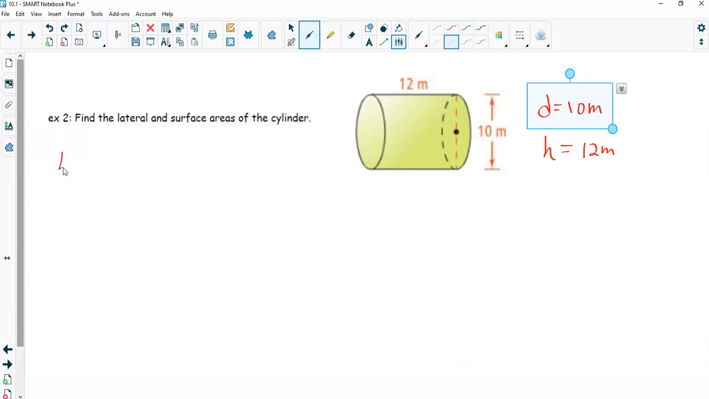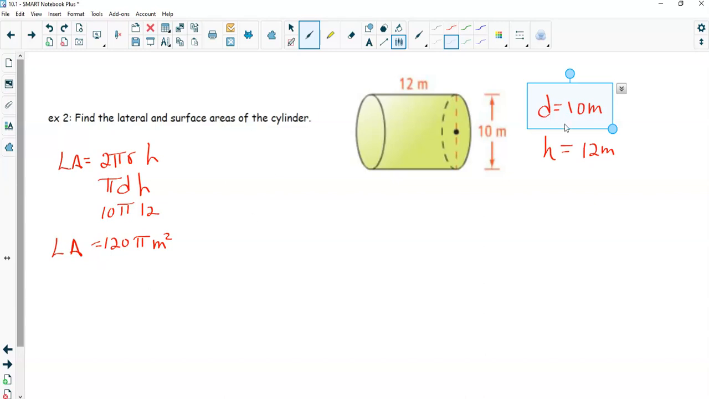Well, the lateral area would be 2 pi r times the height, or pi d times the height, either or, right? Since I have the diameter, that means it's 10 pi times the height, which is 12. And this is in meters. So 10 times 12, that's 120 pi square meters. That is the lateral area.